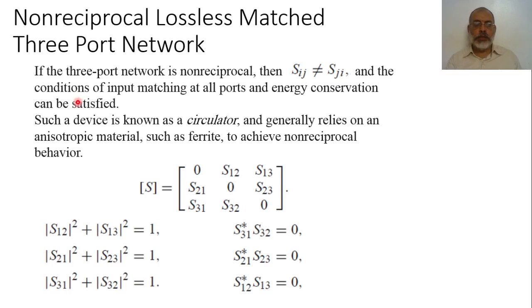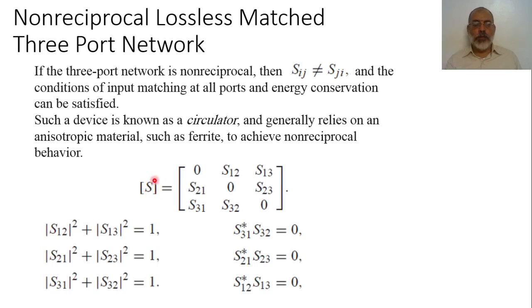Actually, this network is called a circulator, and we are going to study these circulators in more detail in chapter 9. But now we are going to study only the scattering parameters of such circulators. Such a device is known as a circulator and generally relies on anisotropic material. The anisotropic material in the circulator is ferrite, to achieve such non-reciprocal behavior.